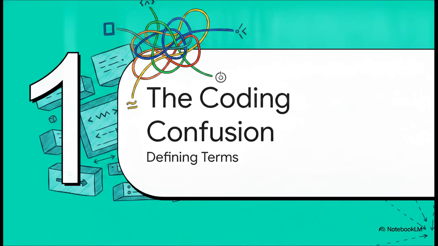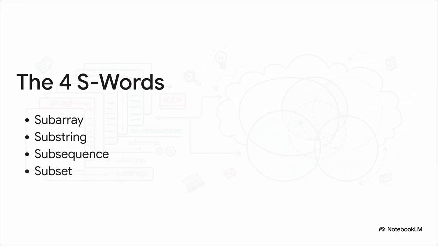All right, let's jump right into Section 1, the coding confusion. Subarray, substring, subsequence, and subset. 4 S words. People frequently confuse them, treating them like they're just completely interchangeable. But mastering the exact definitions from our source material is the absolute key to accurate technical communication. When an interviewer or a senior engineer uses one of these words, they mean something incredibly specific. Confusing them, well, that could lead you down a completely wrong path in an algorithm.